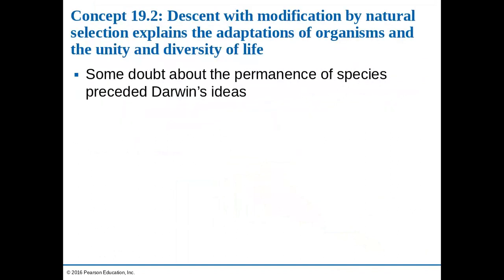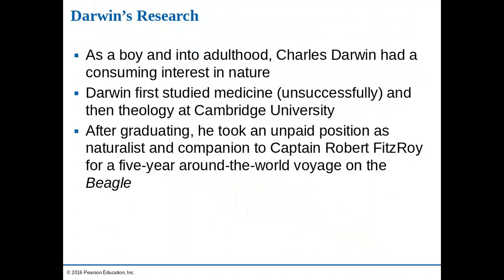So 19.2 introduces Charles Darwin, who is considered to be the forefront of the theory of evolution and natural selection. And we're gonna talk a little bit about how he got there. So when he was younger, Darwin was always very interested in nature, and after graduating from college, he took a trip around the world on a ship called the Beagle.